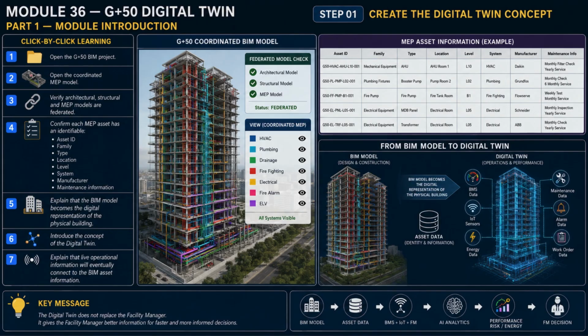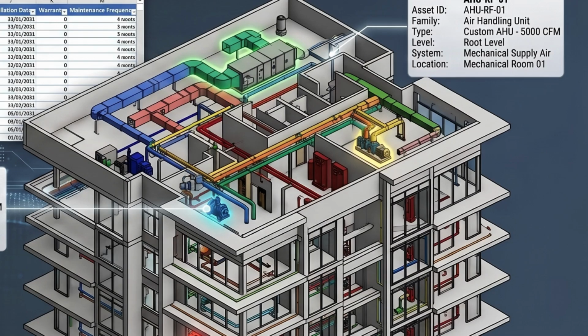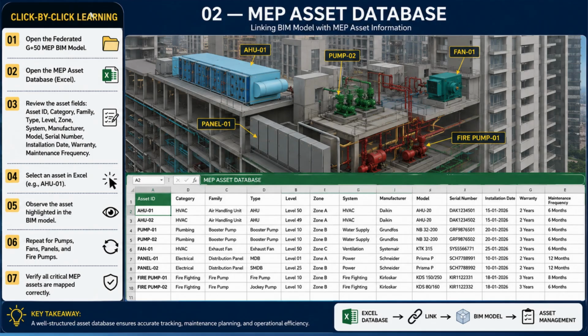BIM information. Before connecting live operational data, we must first ensure that the BIM model is correctly structured, coordinated, and identified. Every important MEP asset should have sufficient information to support operation and maintenance. The goal is to convert BIM objects into operational assets. Each important MEP component should have a unique asset identity and structured information. This database becomes the bridge between BIM and facility management.